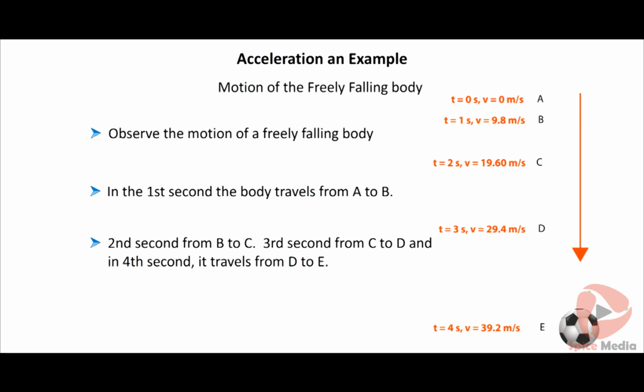Looking at the values reveals that the object's velocity is changing by 9.8 meters per second every consecutive second. That is, the free falling object has an acceleration of approximately 9.8 meters per second square. It can be observed from the figure that its displacements are increasing and hence it is accelerating. The acceleration of the freely falling body due to gravity is called acceleration due to gravity, that is g.